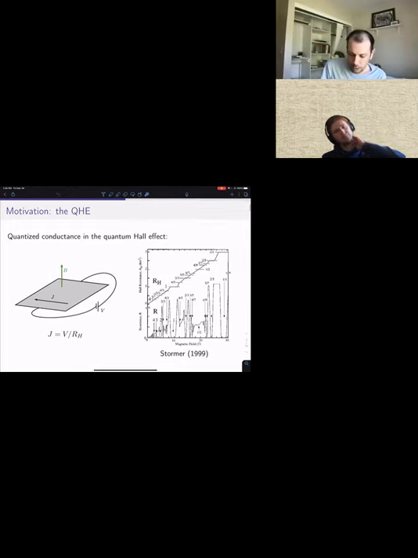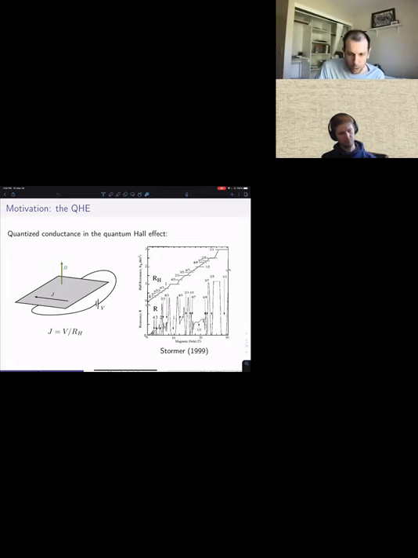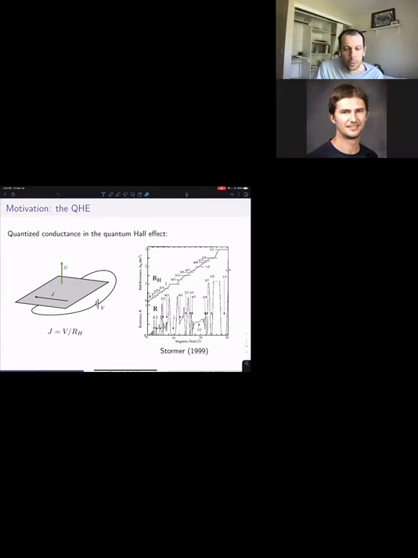So here is a quick introduction, or a recall, of quantum Hall effect. It's an effect that happens for electrons in 2D. You take a metallic plate of electrons in 2D. You put it into a magnetic field. This is this B that pierces this plate.